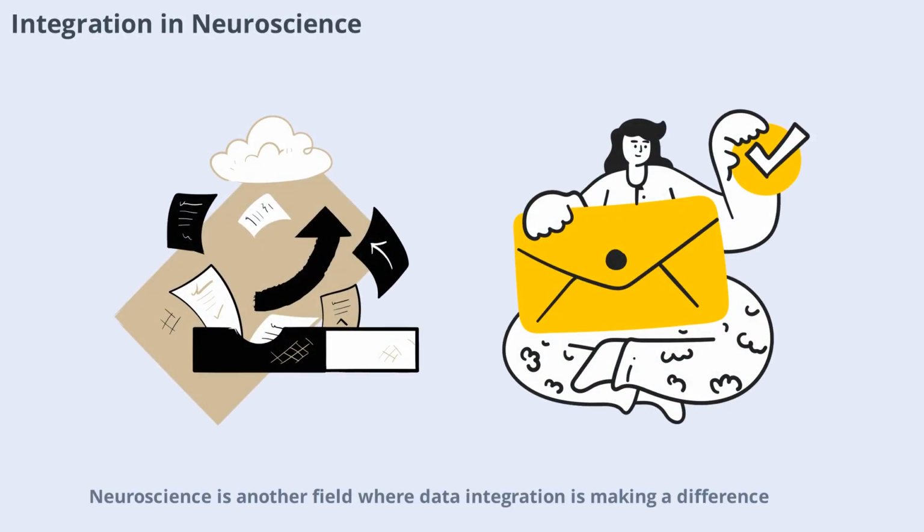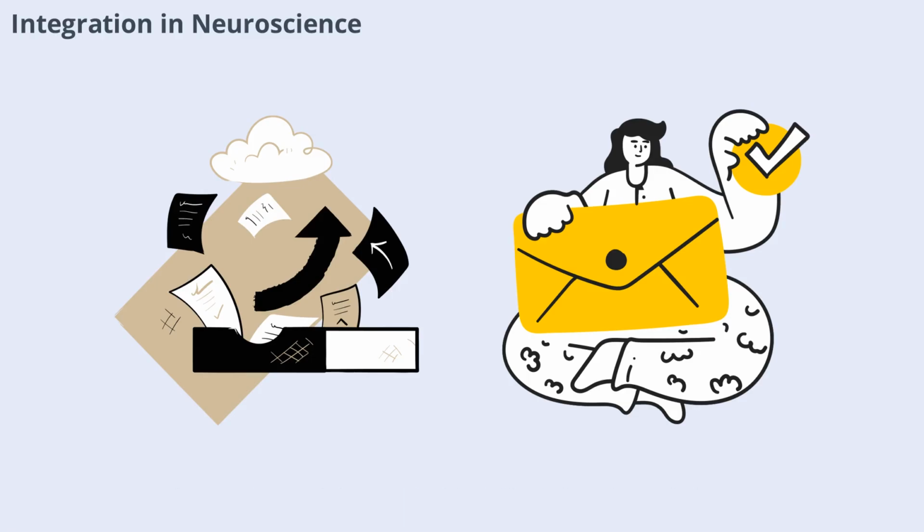Neuroscience is another field where data integration is making a difference. By combining brain imaging, genetic, and behavioral data, researchers can unravel the complexities of brain function and disease. Integrated approaches are leading to breakthroughs in understanding neurological disorders.